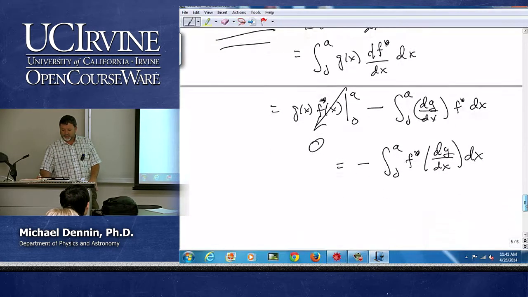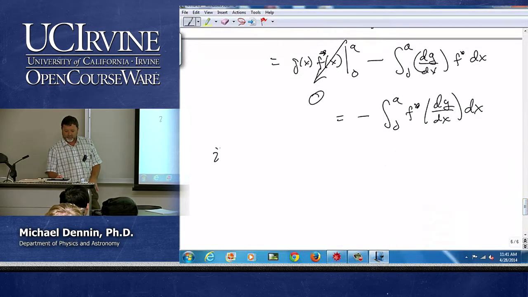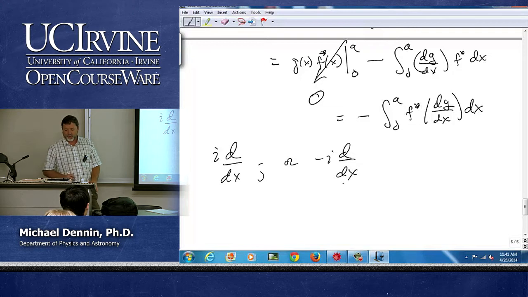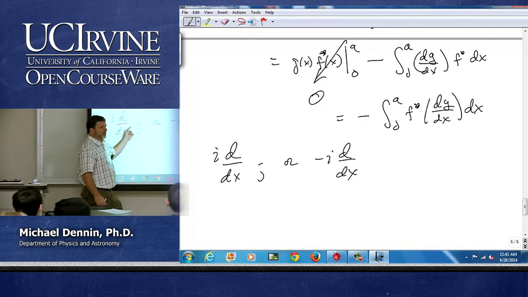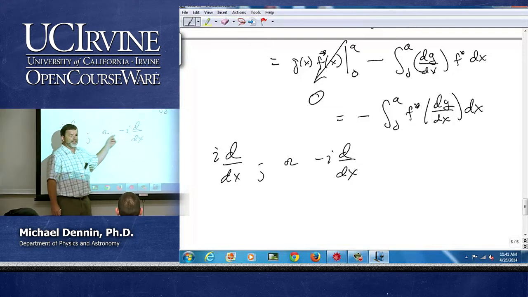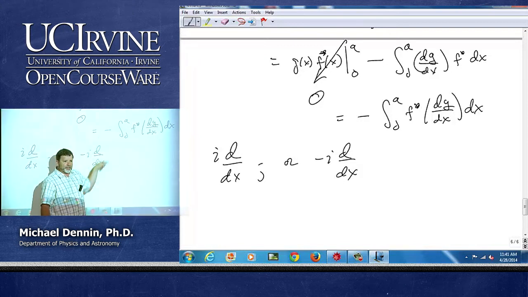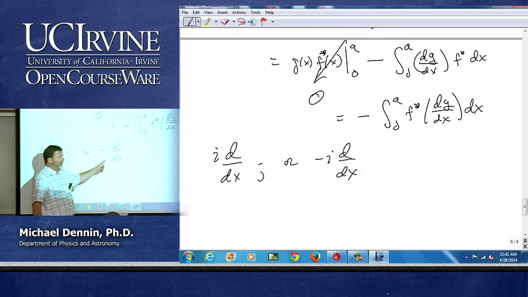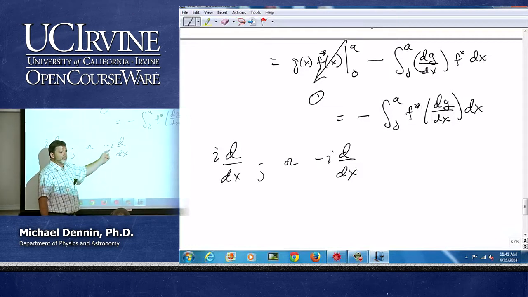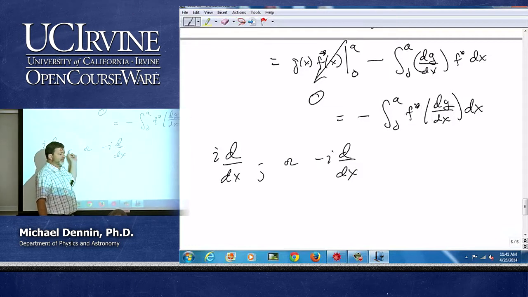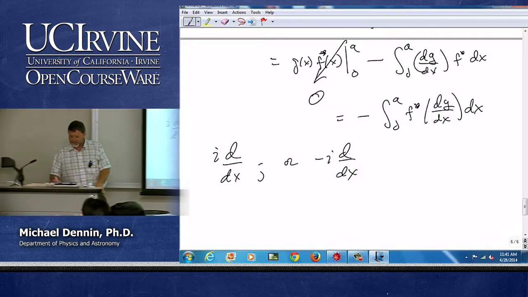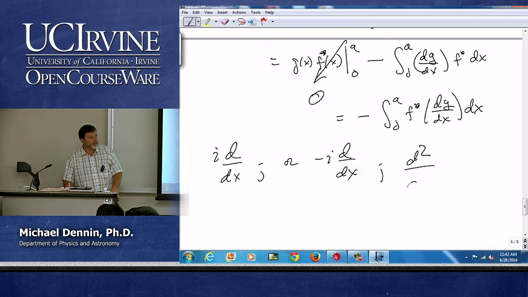If I change everything and make my operator i d by dx, or minus i d by dx, depending what I want to do, what's going to happen when I do the complex conjugate? I'm going to get a negative. And what's a negative times a negative? A positive. I'm not going to write that out. I would like you, for practice, to prove to yourself that i d by dx and minus i d by dx are Hermitian. Another choice for Hermitian is d squared by dx squared.